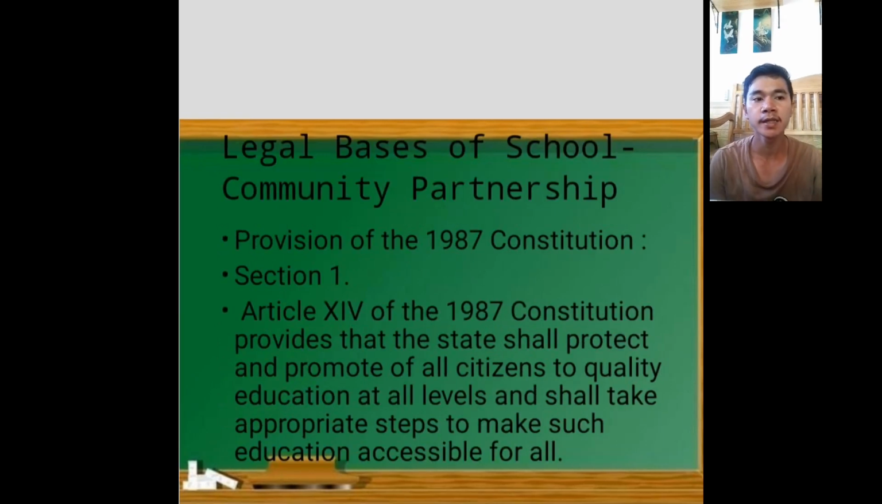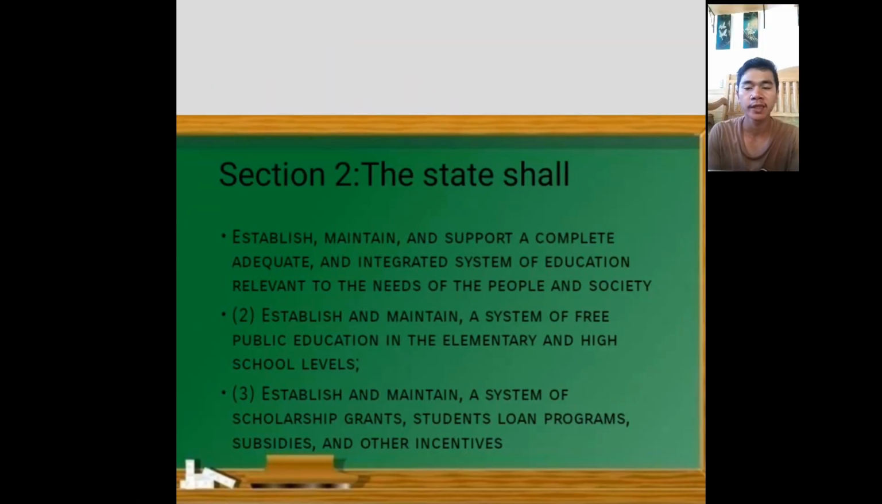Now, the legal basis of school community partnership. The provisions of the 1987 Constitution: Section 1 provides that the state shall protect and promote the right of all citizens to quality education at all levels and shall take appropriate steps to make such education accessible for all. In Section 2, the state shall establish, maintain, and support a complete, adequate, and integrated system of education relevant to the needs of the people and society.